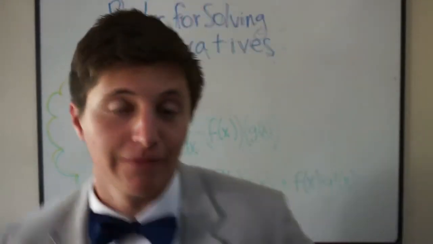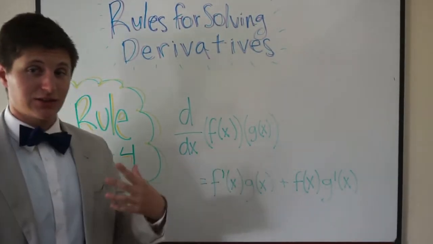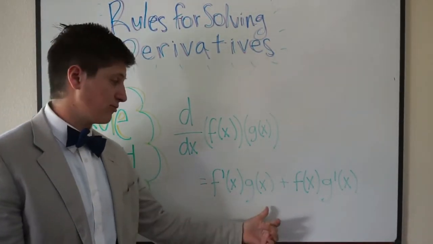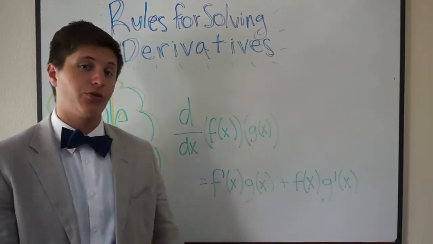Rule number 4. Rule number 4 says the derivative of f of x times g of x is always equal to f prime of x times g of x plus f of x times g prime of x. This is called the product rule.